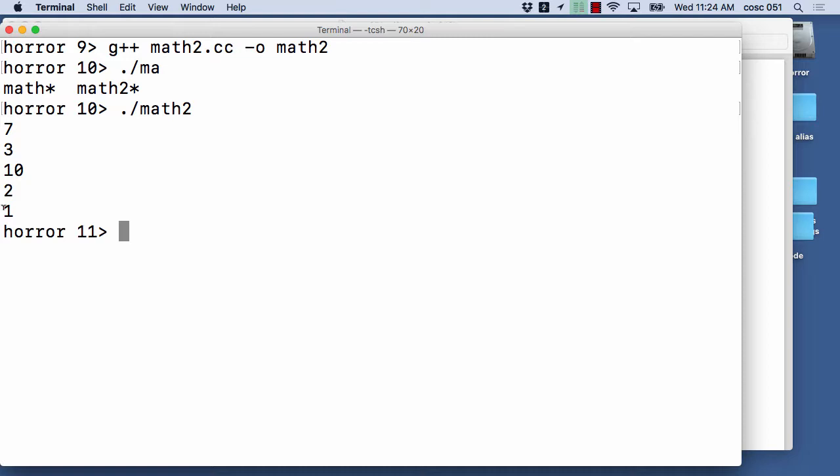Yes, sir? Does the mod operator only work with integers? I believe so. You can test. We could put some floats in and test, but I'm pretty sure it does. I'm pretty sure it only works with ints. Well, I'm not sure. You could do something weird.